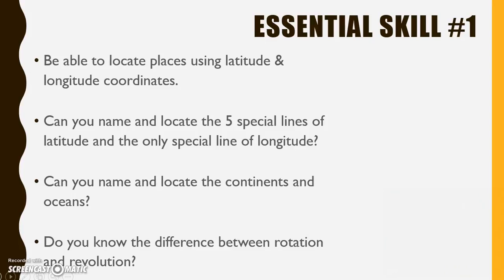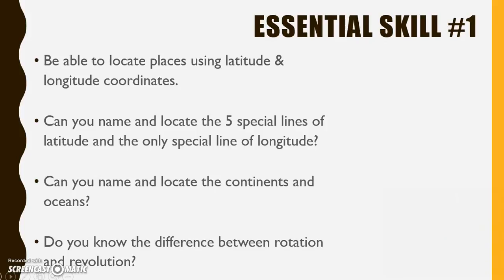First of all, for Essential Skill 1, you may want to have your yellow paper with you so you can follow along. The really important things for Essential Skill 1 are: can you locate places using latitude and longitude coordinates? If I give you coordinates, can you tell me the place, and can we flip-flop it? I give you the place, you give me the coordinates. Can you do that, back and forth?